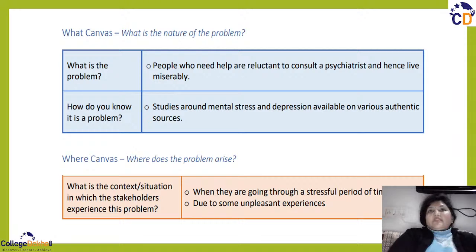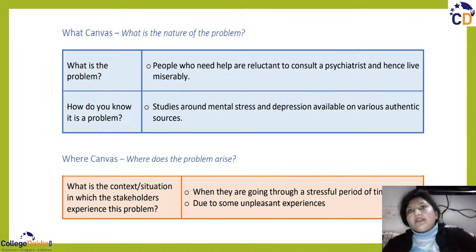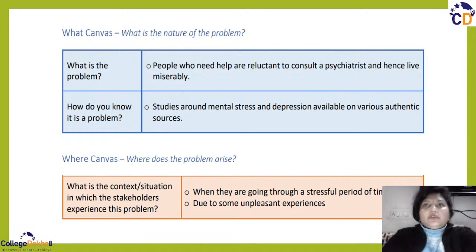Now, what is the problem? What is the nature of the problem? The second W talks about the nature of the problem. People who need help are reluctant to consult a psychiatrist, and hence live miserably. They feel so bad, and they are not contacting the psychiatrist or any person who is going to help them. How do you know it is a problem? Studies around mental stress and depression are available on various authentic sources. You may have different research work available on how to handle this. Then, where is this problem arising, during which period of time?